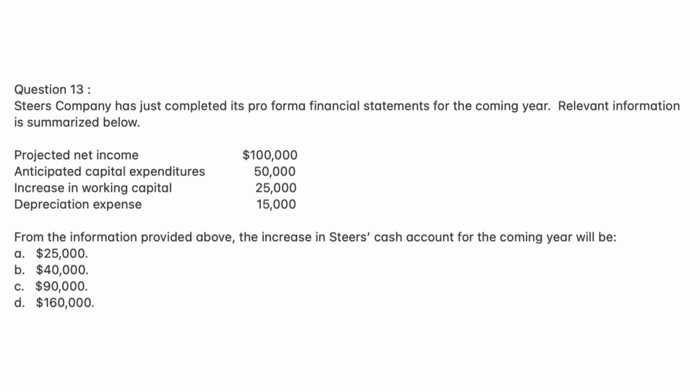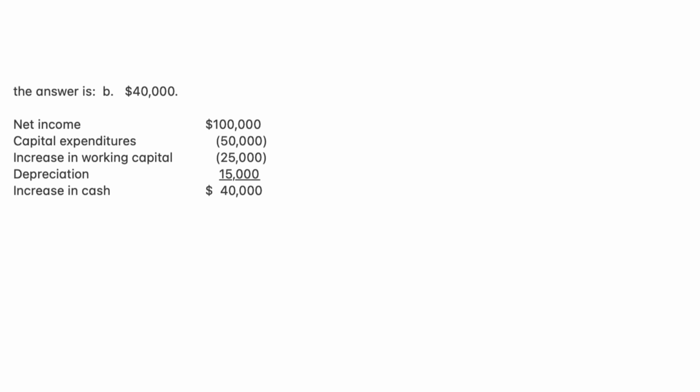A. $25,000. B. $40,000. C. $90,000. D. $160,000. The answer is B. $40,000. Net income $100,000. Capital expenditures $50,000. Increase in working capital $25,000. Depreciation $15,000. Increase in cash $40,000.